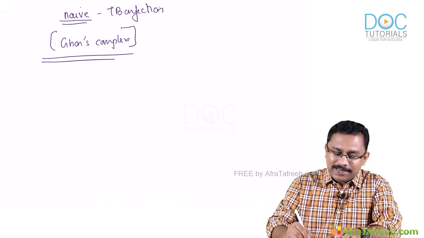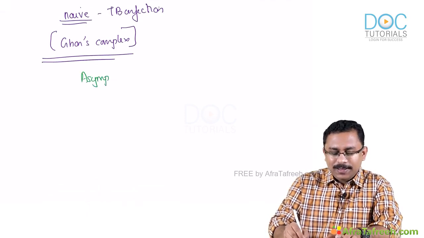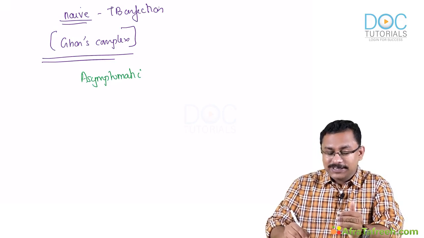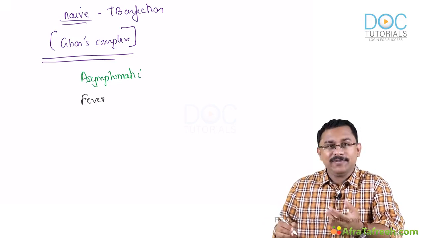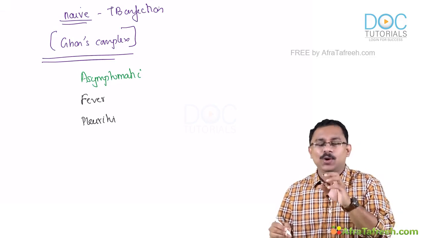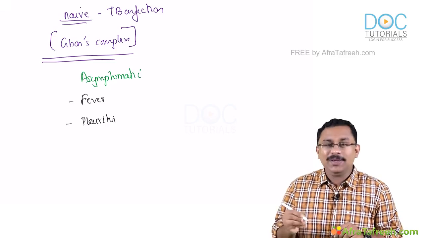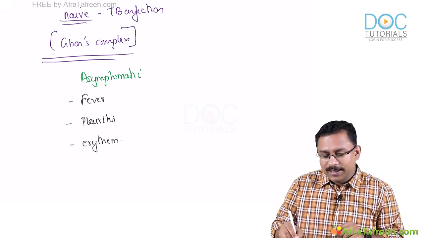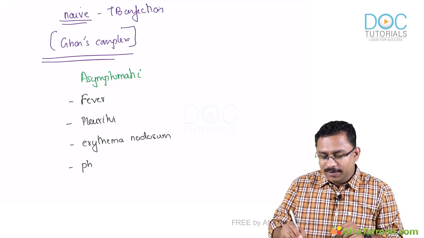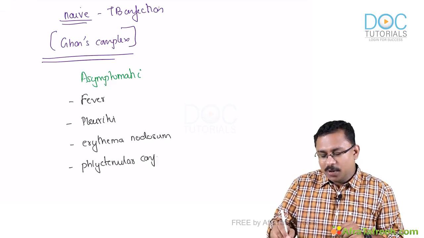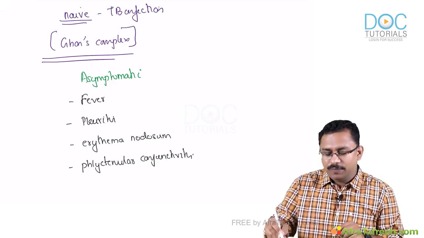See, the patient can be asymptomatic, but may also have symptoms like fever, maybe a bit of pleuritis, because this is subpleural in location. You may also have at that particular point of time erythema nodosum, or maybe a phlyctenular conjunctivitis. So these are the probable manifestations of what?